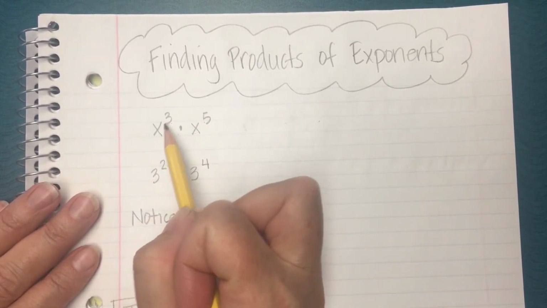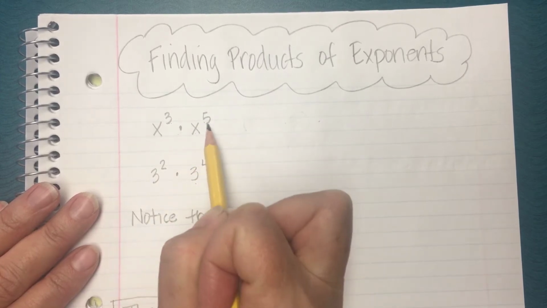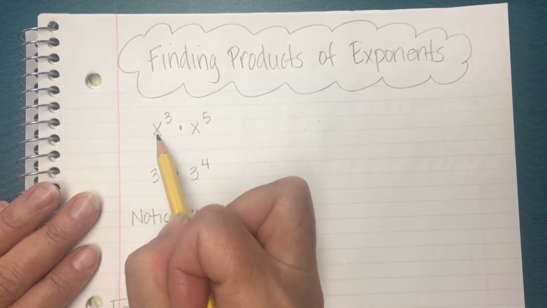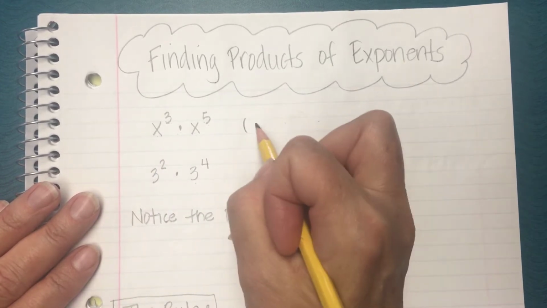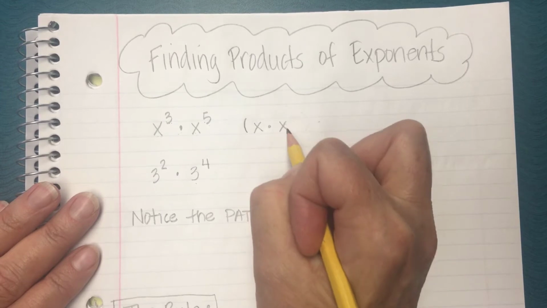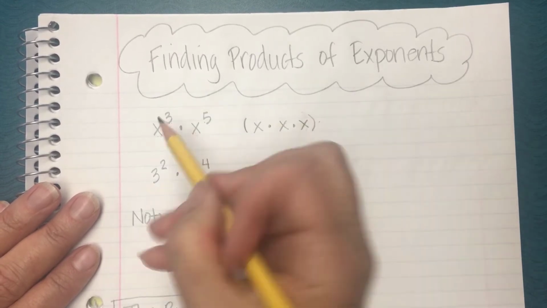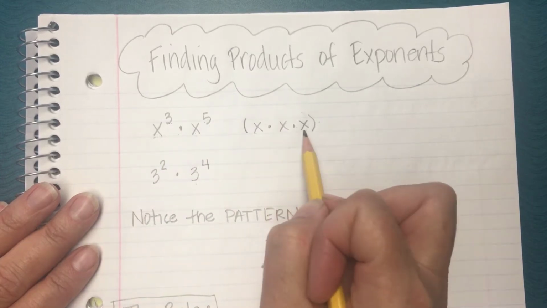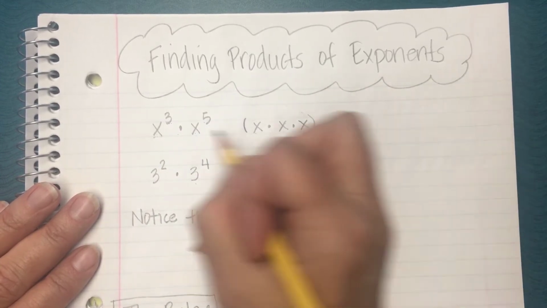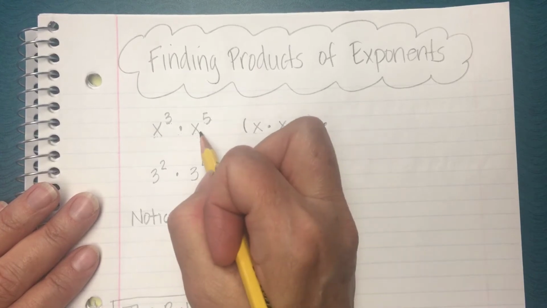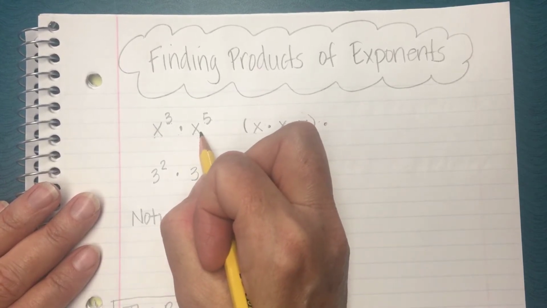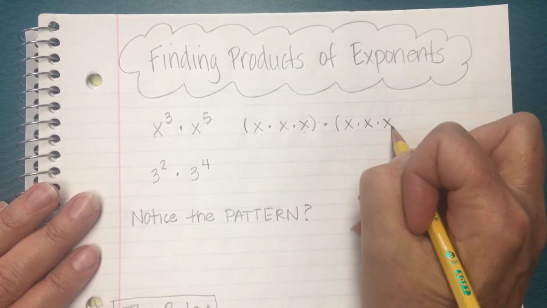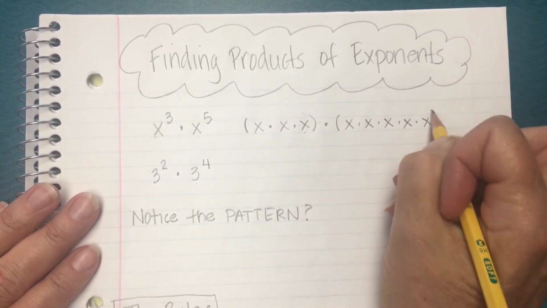So notice I have x to the third times x to the fifth. Well, it helps me to expand a little bit to see what's going on. So I know x to the third is the same thing as x times x times x. Remember, x to the third, 3 tells us how many times to multiply x by itself. Then I have x to the fifth. So the 5 is telling me I need to multiply x by itself 5 times. So I'm going to write that out. 1, 2, 3, 4, 5.